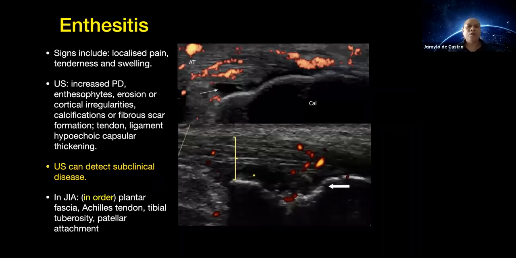So the signs include localized pain, tenderness, and swelling by physical examination. But by ultrasound, you can see enhanced vascularization. There is an erosion, there are cortical irregularities, there are calcifications, there is fibrous scar formation, and then the tendon and the ligament may appear hypoechoic with capsular thickening. So remember those as some signs that you can see in the enthesis.